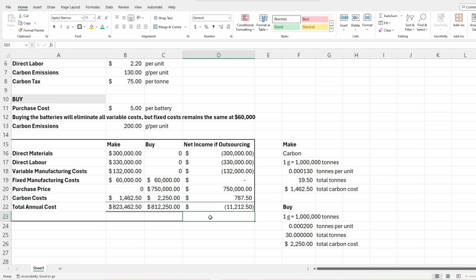812, 823. So that means we are saving 11,212.50 if we do outsource it. So this is our answer, or pretty much tells us what to do. So we should actually outsource it. We should buy the batteries because we are saving 11,212 if we do that. So if we decide to make it, we'll be spending $823,000, sorry. If we do buy it, we'll only be spending 812. So it's much better for us to buy it because we'll be saving money.